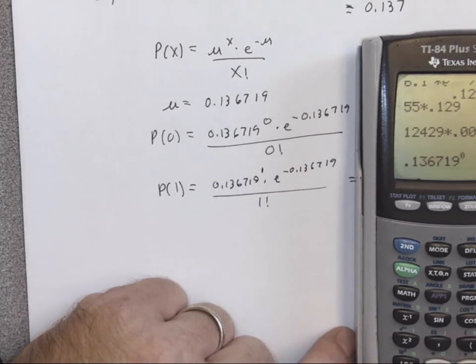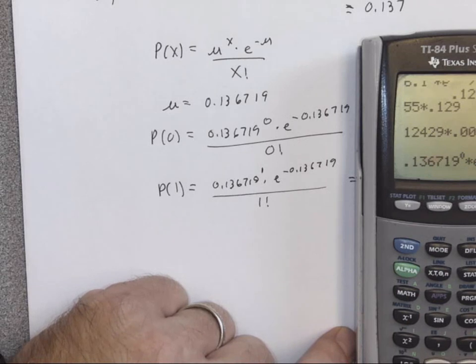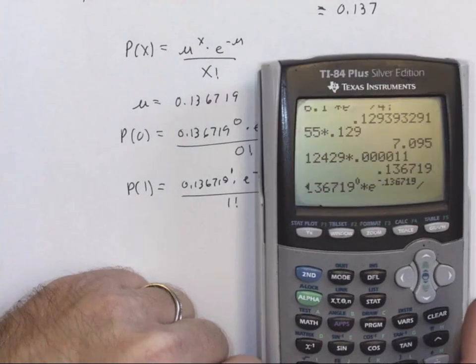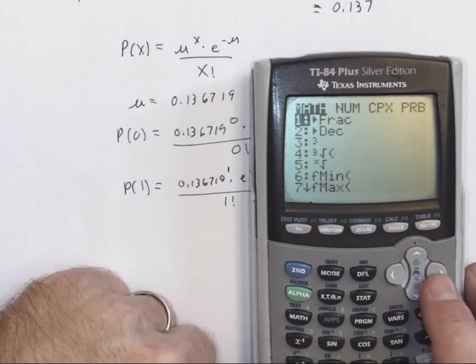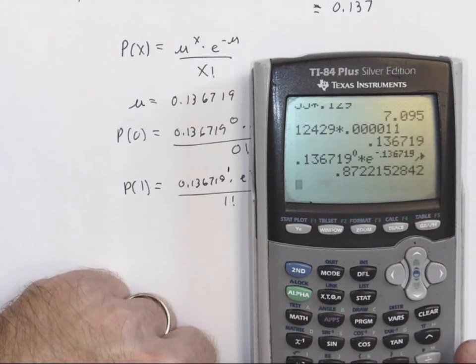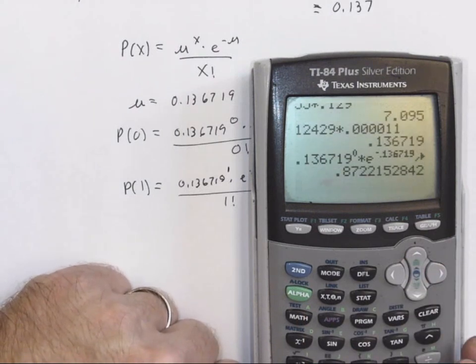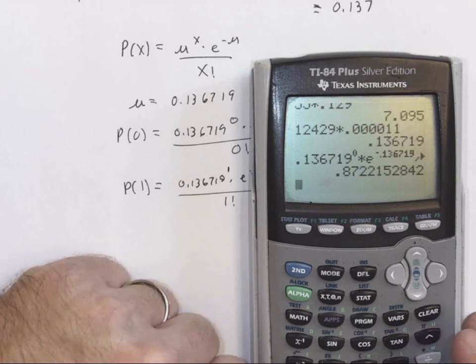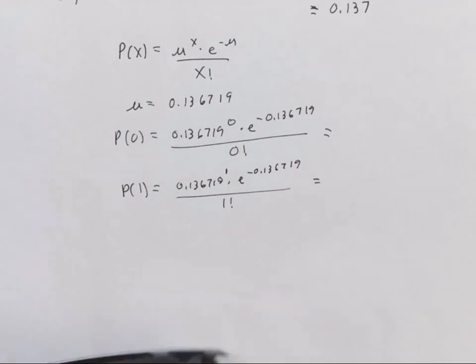Raised to the 0 times second e to the minus 0.136719, pull out the exponent divided by 0 math probably factorial. Enter. Does that make sense? Okay, I think so. Just want to make sure I didn't mess it up.